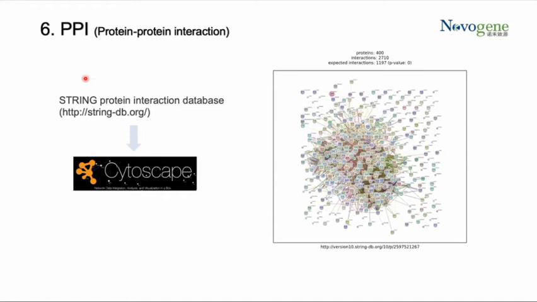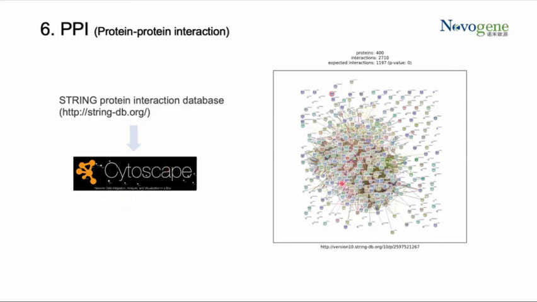And the last one based on the quantification information will be the PPI, protein-protein interaction. So we will use the STRING protein interaction database, and we input our gene information. And with that, it will help us predict the potential interactions from this database. And then we can input the results from the database into this software, which is Cytoscape.